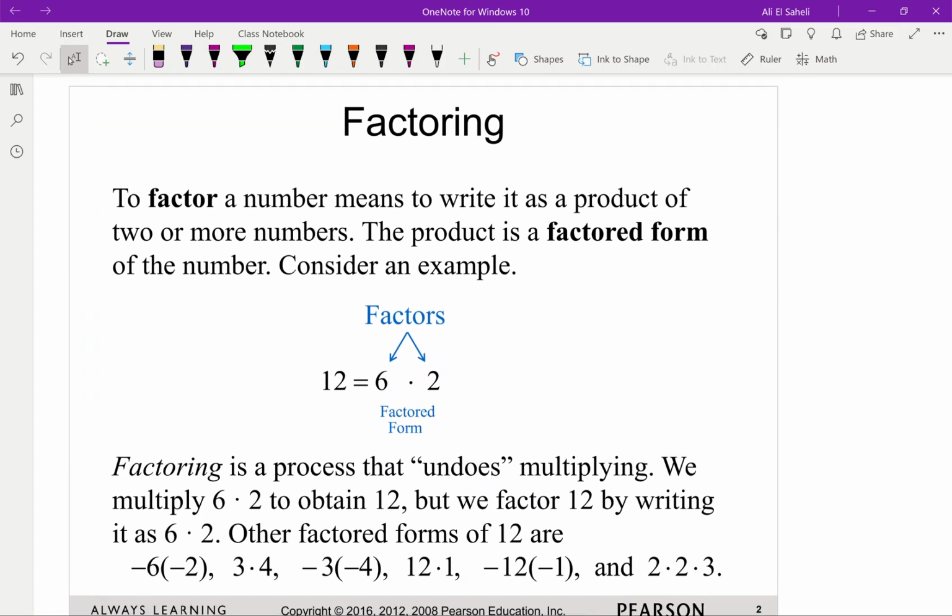To factor a number means to write it as a product of two or more numbers. For instance, 6 is written as 2 times 3. So this is the factored form of 6. 12 is written as 2 times 6. This is the factored form of 12. So factoring is the reverse of multiplying.